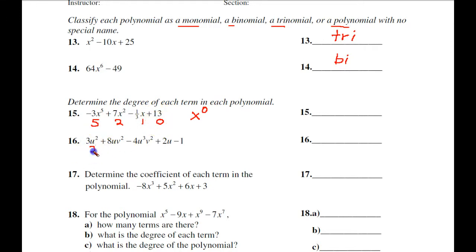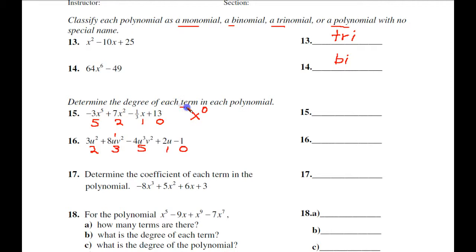All right, this one is 2. Now notice here we have a 1 and a 2, so this one is 3. A 3 and a 2, so this is 5. This is 1, and this is 0. Now as we look at these, we might say, well, what's the degree of this expression?